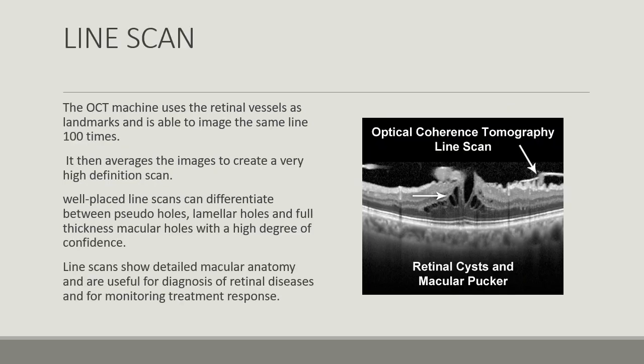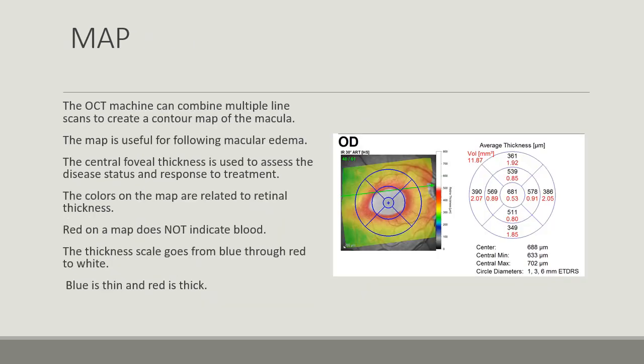If we talk about the images that we get through the OCTs, we can get line scans. These scans are particularly important to visualize the macula. The OCT machine takes the retinal vessels as the landmark, takes the images, and then gives you the average of those images to give you a very high definition scan of the macula. It is particularly important for the macular anatomy.